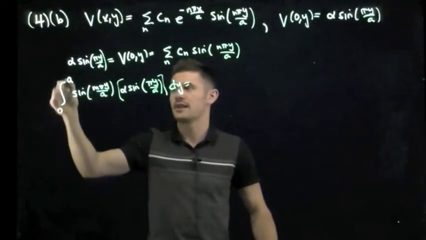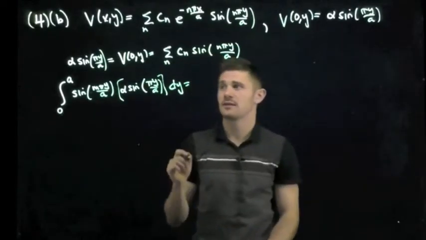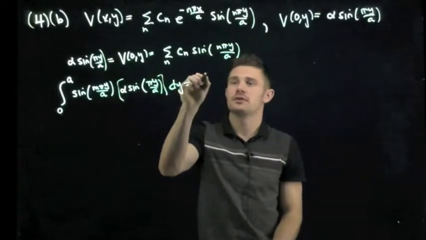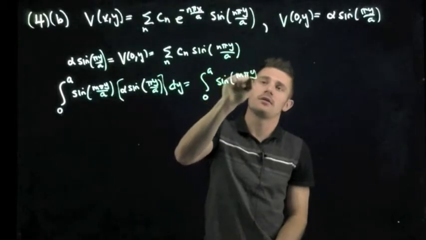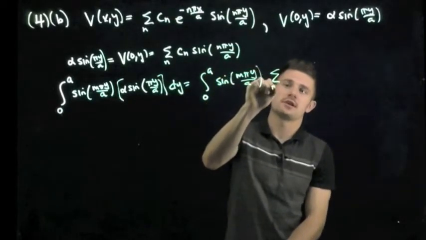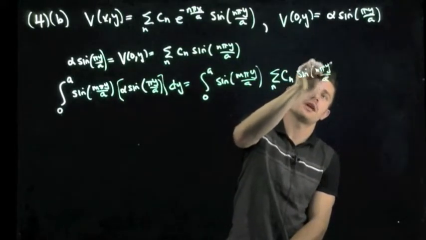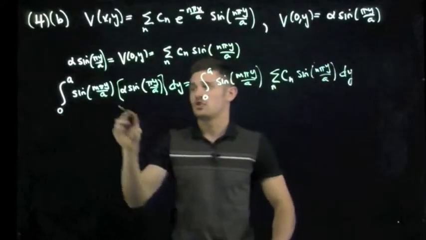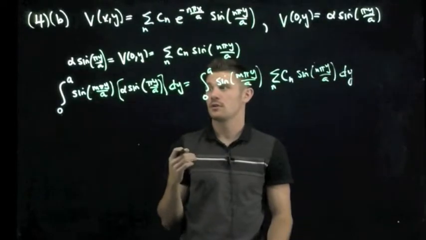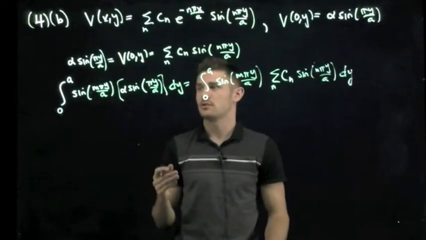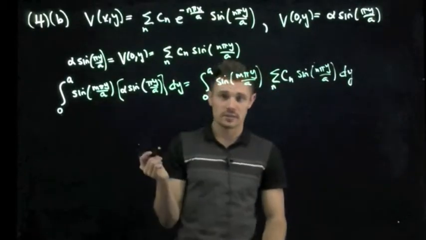And our boundaries are from 0 to a because that is where our waveform was extended from. We went from y is equal to 0 to y is equal to a, it's the top boundary. And this is going to be equal to the integral from 0 to a, sine of m pi y over a, times the infinite sum cn sine of n pi y over a dy. Again, we choose this sine m pi y over a because we're going to use the fact that we have orthogonality between sine functions in order to simplify these integrals.